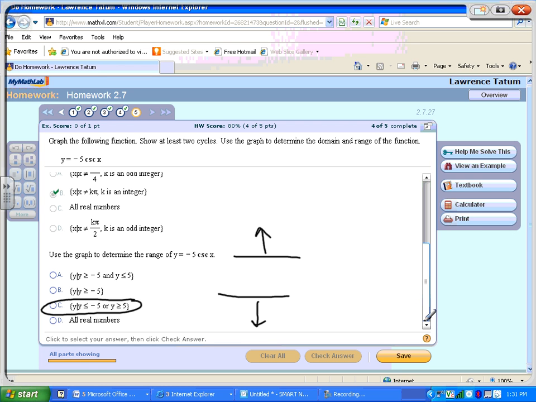Okay, now if you were maybe thinking about this choice, values of y greater than -5 and less than or equal to -5, well, that's this part. That's the part that it's actually not. We're looking for the part where that graph actually exists. So that should be C there.